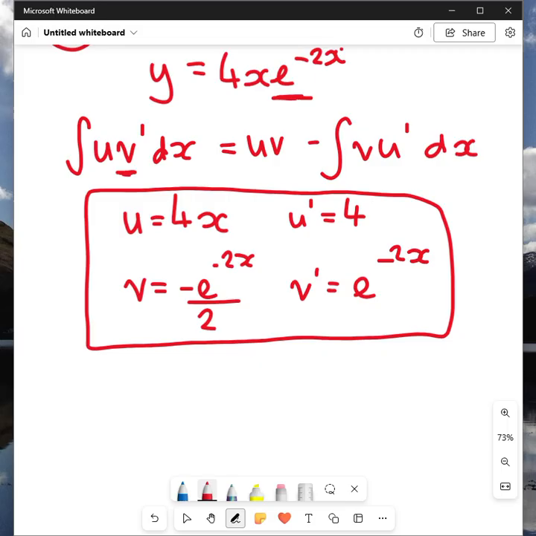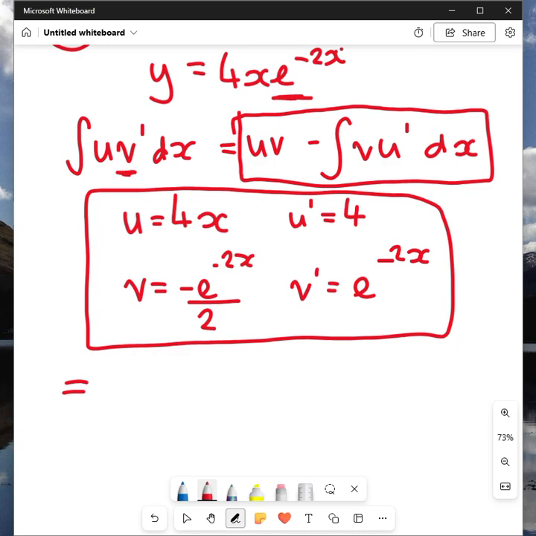So then let's just put that into our integration by parts formula. Now putting that into the right-hand side. We basically define what u and v are based on the left-hand side, and we are now putting it into the right-hand side. So uv will be minus 2, because 4 times a half would be minus 2. And that'd be minus 2x e to the minus 2x.